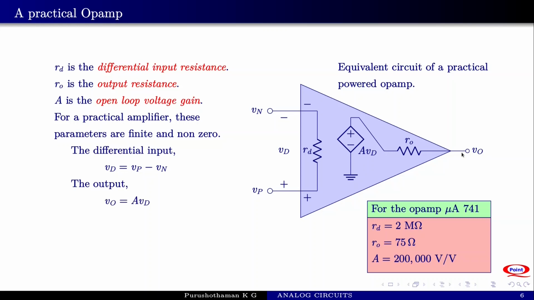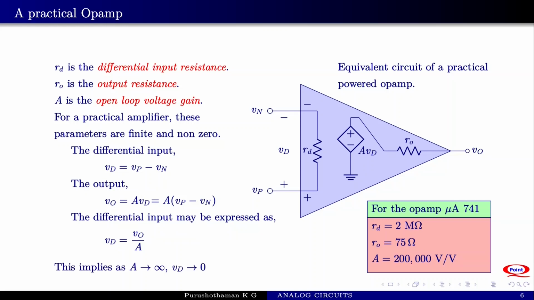You have a control source here. This is equal to, substituting for Vd, A into Vp minus Vn. Now since Vo is equal to A Vd, you can express Vd, the differential input, in terms of output voltage and gain as Vo divided by A. So if A is extremely high, as A tends to infinity, you can see that Vd tends to 0.